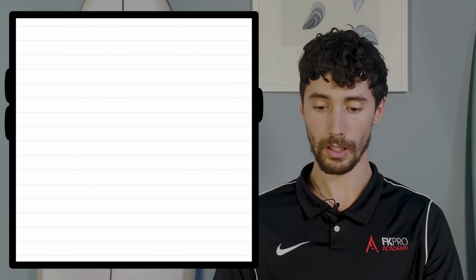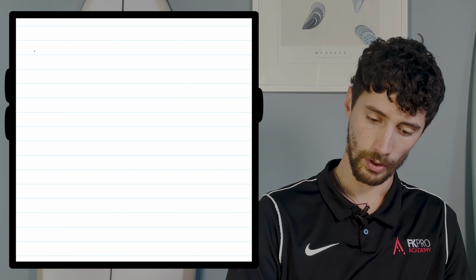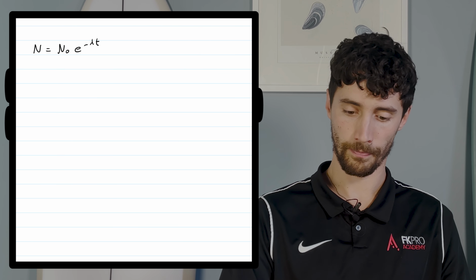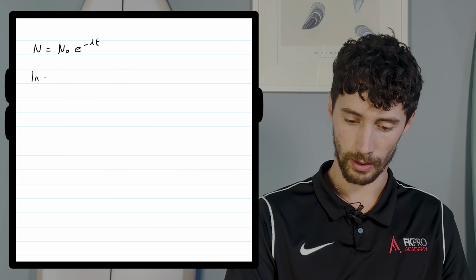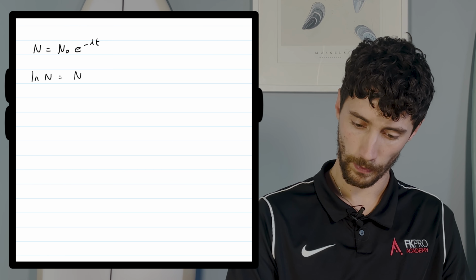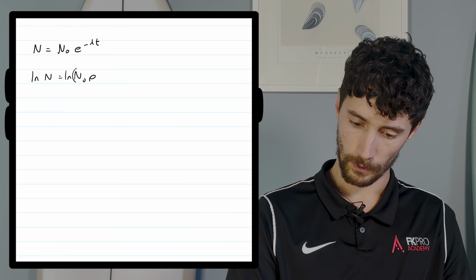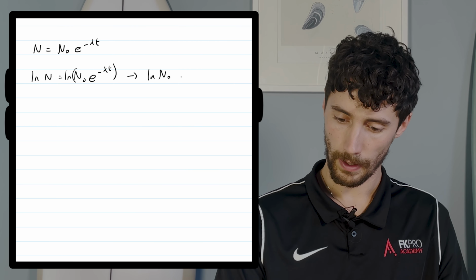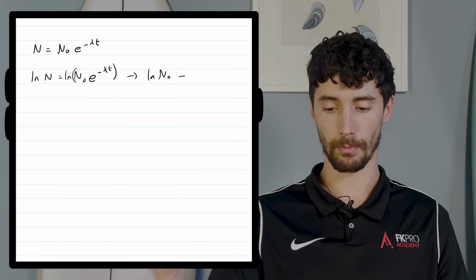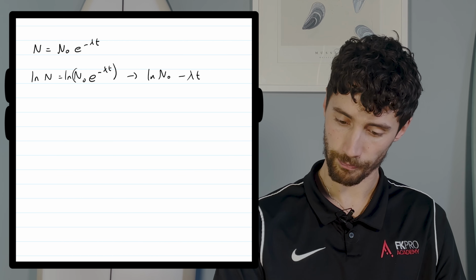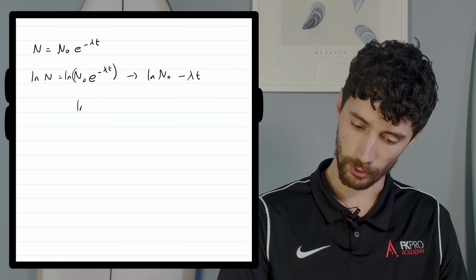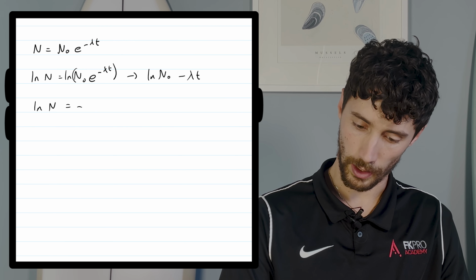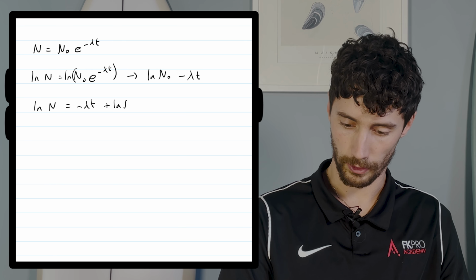Okay, if you watched my last video on logarithms, you may be able to manipulate this into the form y = mx + c. By taking logs of both sides, we can split that log into ln N₀, and then the ln of e to the minus λt brings my minus λt down, and so I could then plot ln N is equal to minus λt plus ln N₀.